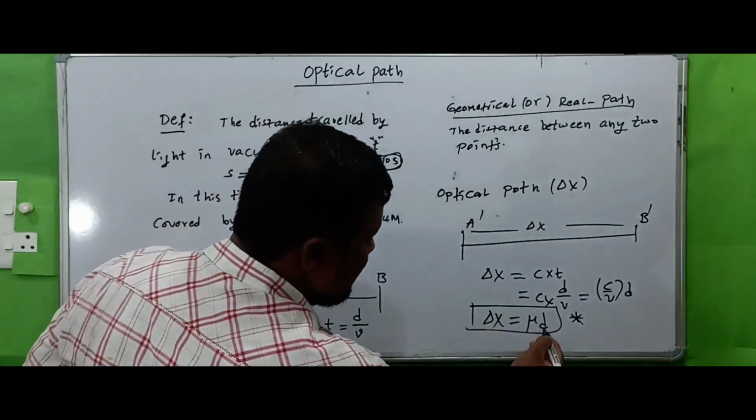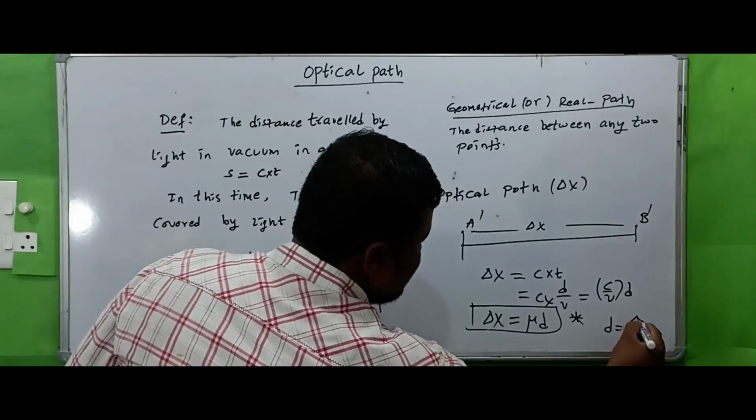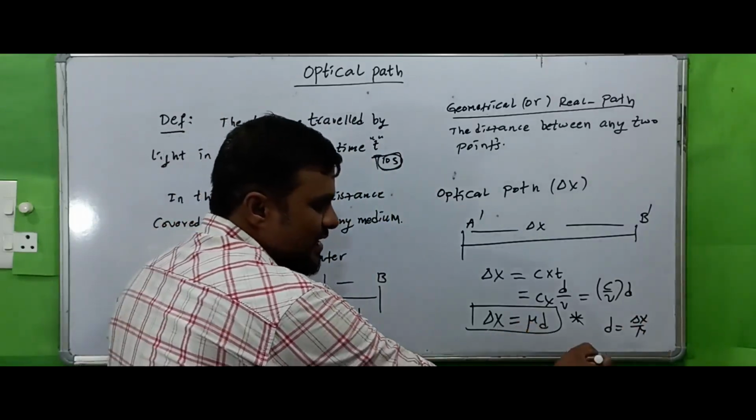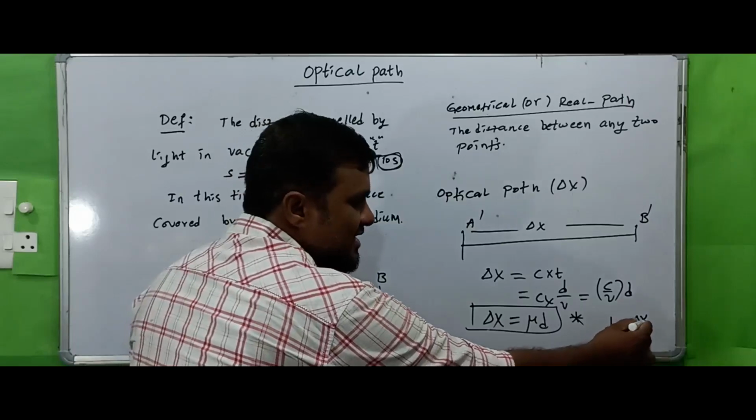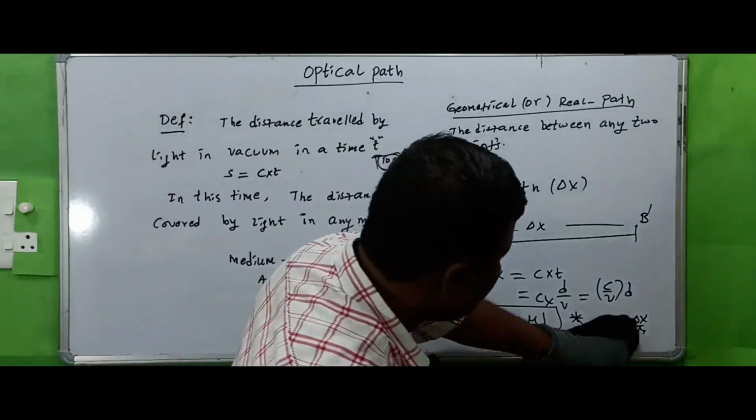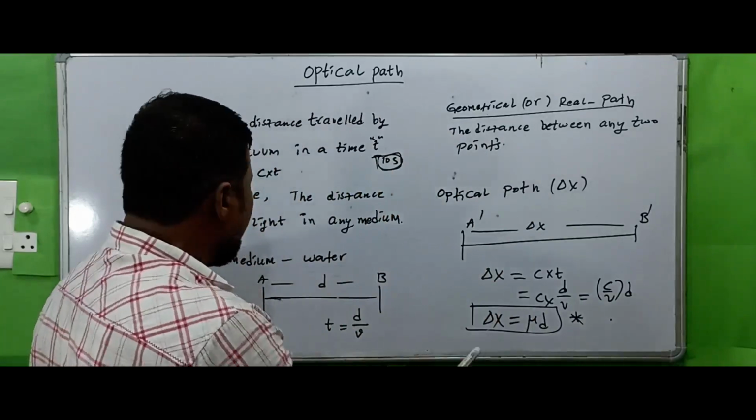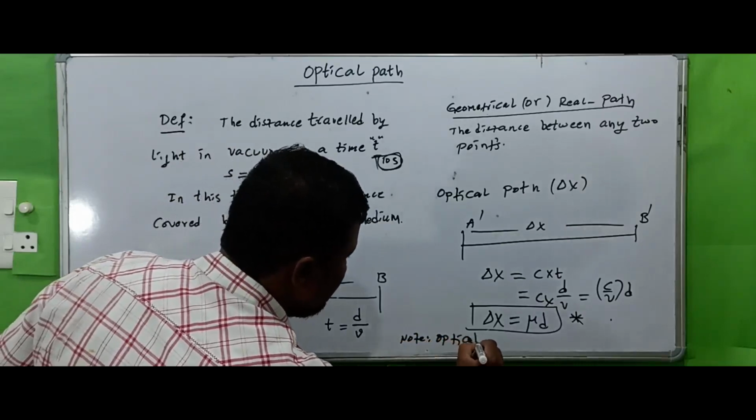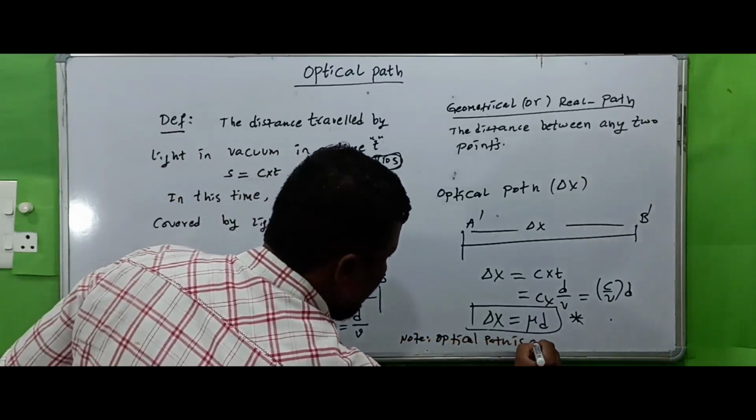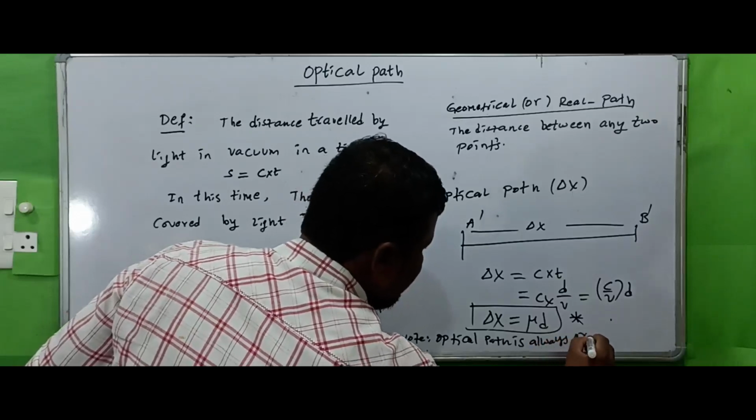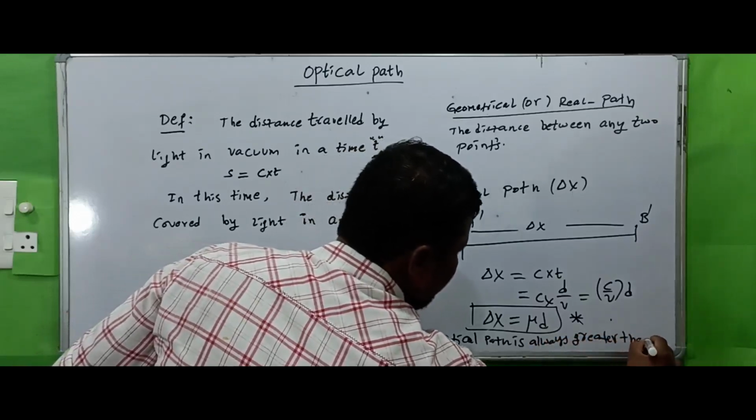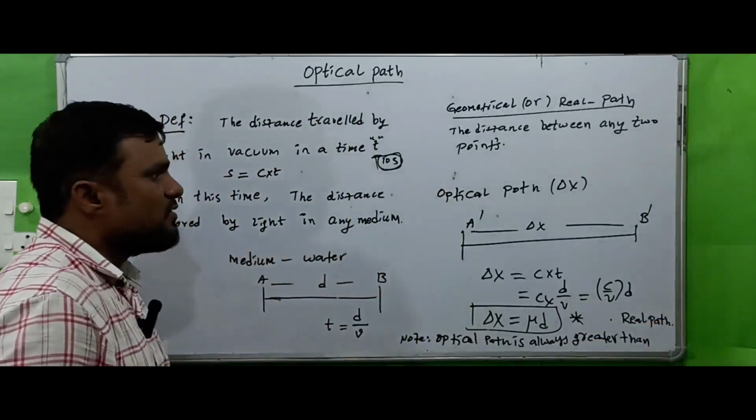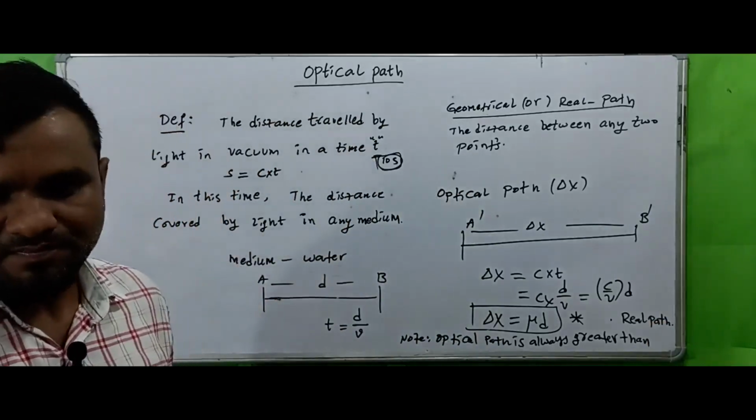Optical path is always greater than real path. If you observe here, d is the real path. d can be written as delta x by mu. So definitely we will get delta x greater than the real path. It is very important to understand. Note: optical path is always greater than real path. Okay.